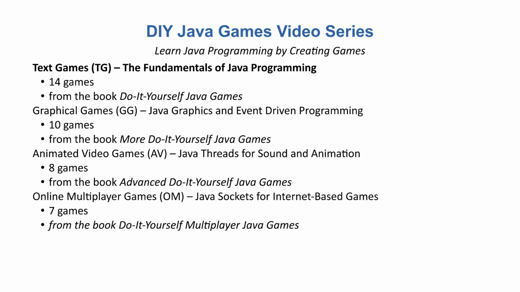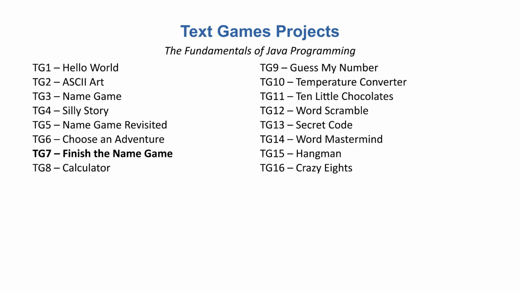We're currently in the text game video series TG, the first of 4 types of game series. The focus of this series is to cover the fundamentals of Java programming. No previous programming experience is required. You'll learn how, when, and why Java programs are written the way they are. This series has 16 projects. We're currently working on the 7th project, TG7, Finish the Name Game.